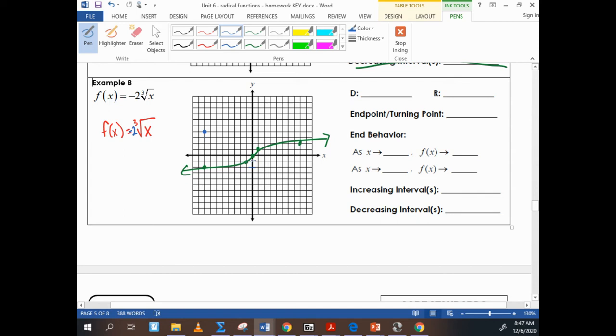Okay, same thing with this point. This point was a -1. When I multiply -1 by -2, I get 2.